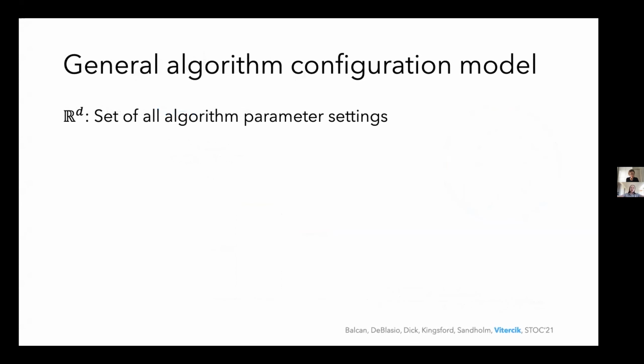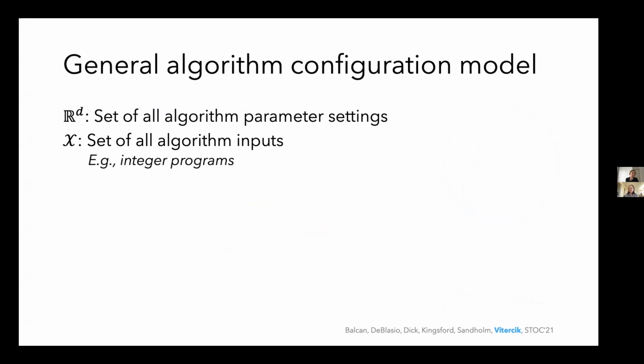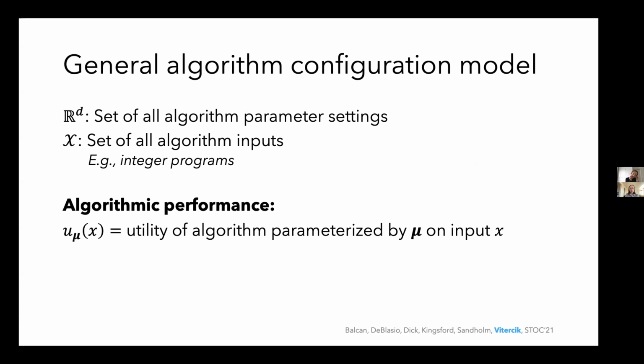So to talk about this piecewise structure a bit more formally, I'm going to fix a bit of notation. Let's say that R^d is the set of all possible parameter settings, and X is the set of all algorithmic inputs. For example, maybe X is a set of integer programs. And a little more formally, what do I mean by algorithmic performance? Well, I'm going to use the notation u_mu(x) to denote the utility of the algorithm parameterized by mu on the input x. I'm going to use the terms utility and performance somewhat interchangeably. And again, you can think of this as runtime, solution quality, memory usage, and so on.